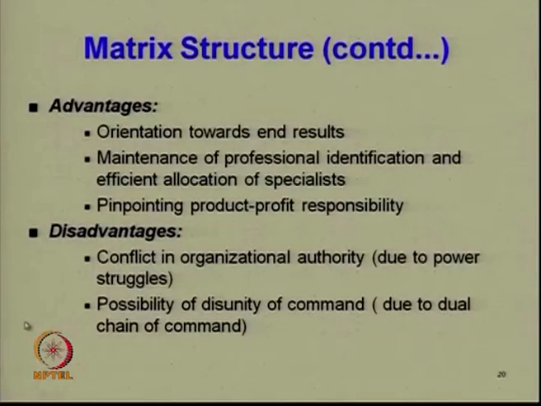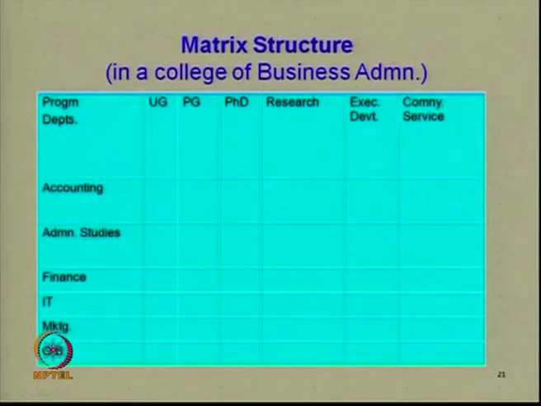The disadvantages are conflict in organization authority due to power struggles, possibility of discontinuity of command due to dual chain of command. Now, this is a matrix structure in a college of business administration. You have the undergraduate, postgraduate, PhD, research, executive development, company services, and then you have the functions: accounting, administration, studies, finance, IT, marketing, organizational behavior. This is a matrix structure.